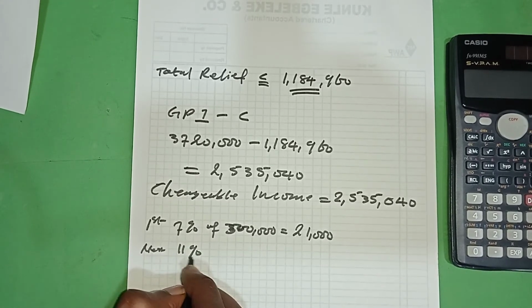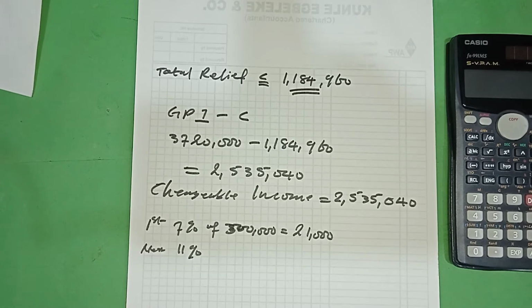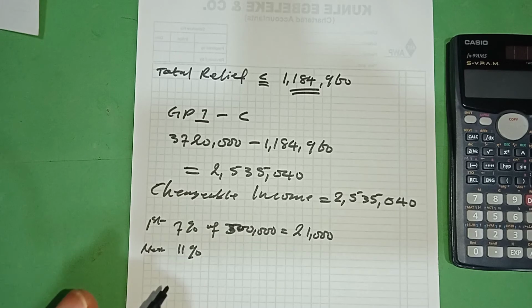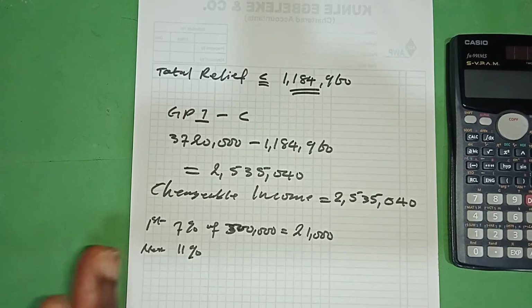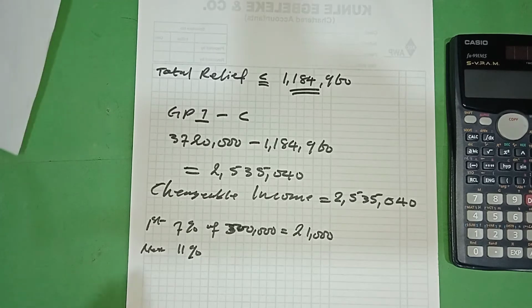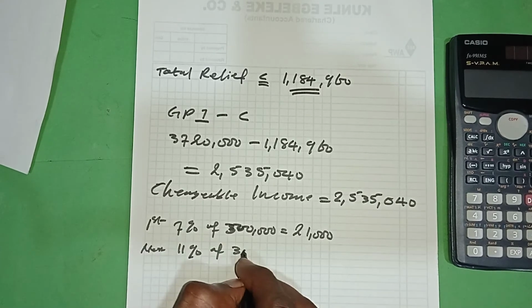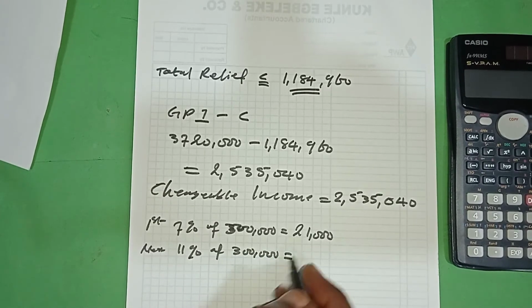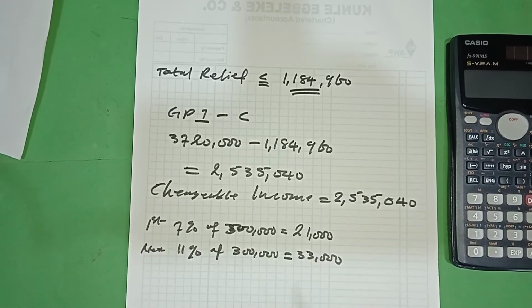Now, let me tell you how you can know this. 7, 8, 9, 10, 11 plus 4. 11, 12, 13, 14, 15, still plus 4. 15, 16, 17, 18, 19, still plus 4. Then when you get to 19, you will get 20, 21 plus 2. 21, 22, 23, 24 plus 3. So I know where the figures 7, 11, 15, 19, and so on come from. Once you know them, it's going to be very easy for you. 11% of 300,000 here will give you 33,000, but use your calculator to confirm.